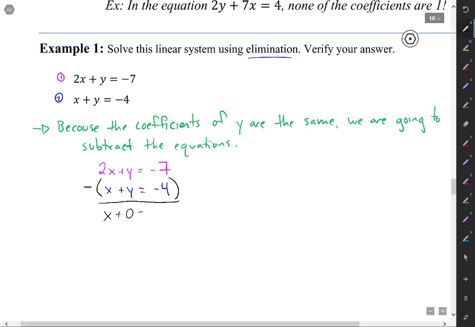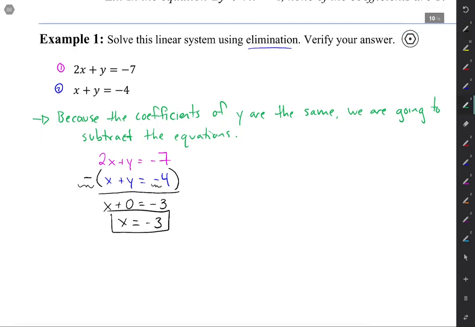And then we have equal to -7 minus -4. So be careful there because we have a double negative, minus -4. That's going to bring us to -3. So in other words, we would just have that x is equal to -3. So there we go, we already solved for one of the variables.